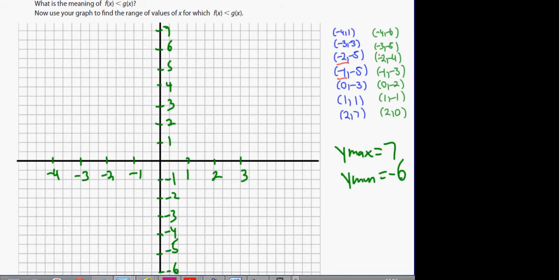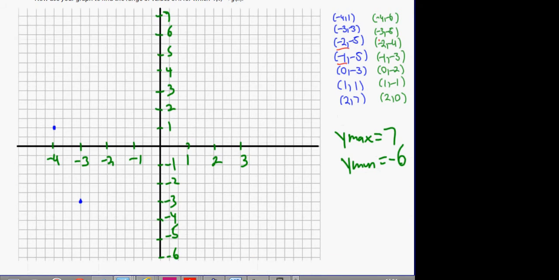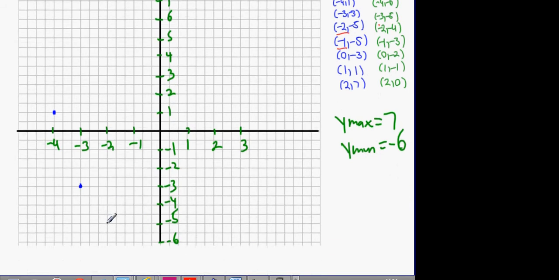Okay, let's do our graphs. Starting off with the blue points. -4, 1, located here. -3, -3, locate it down here. -2, -5, locate it down here. -1, -5, locate it here.